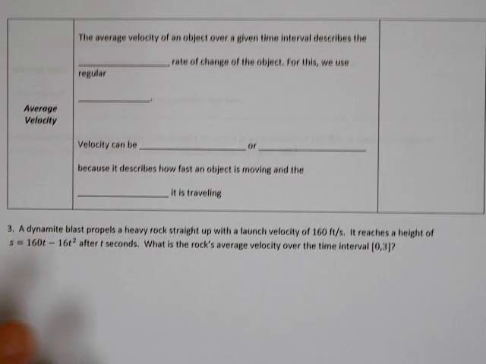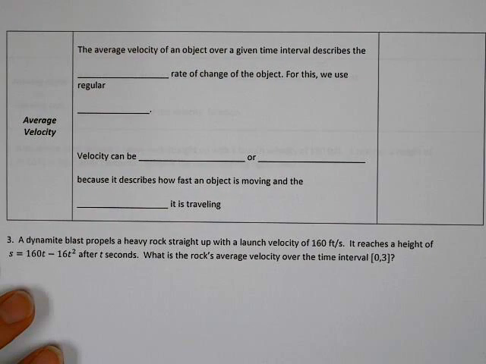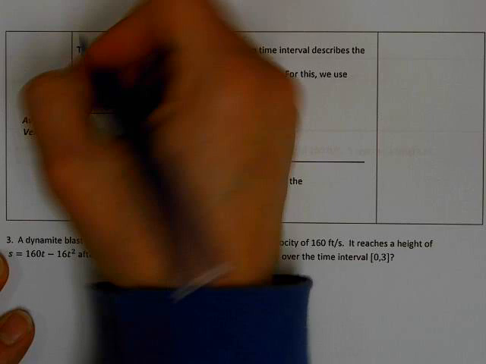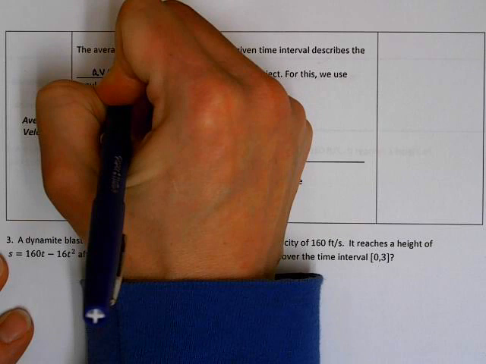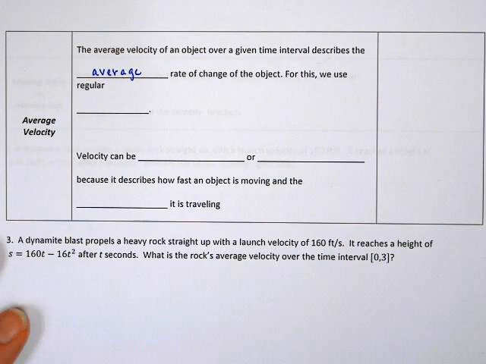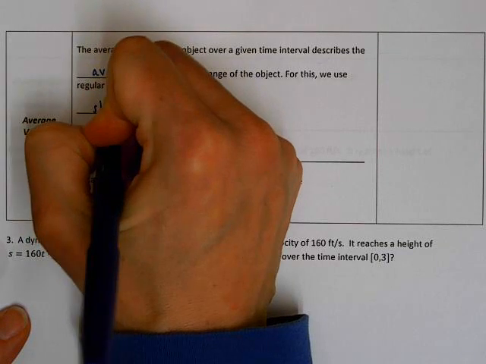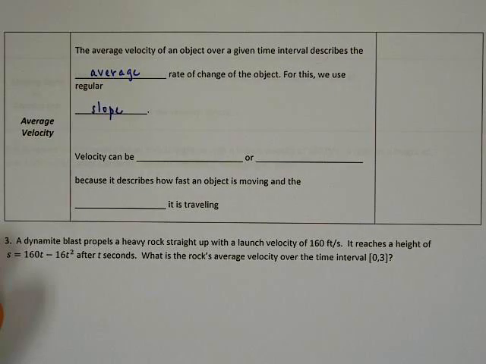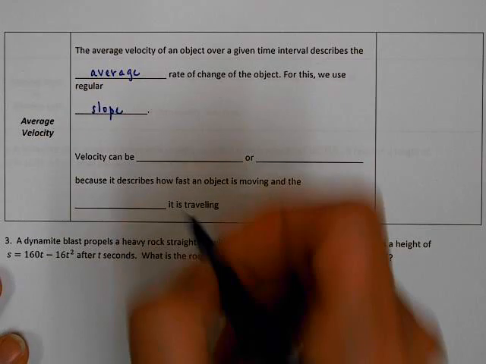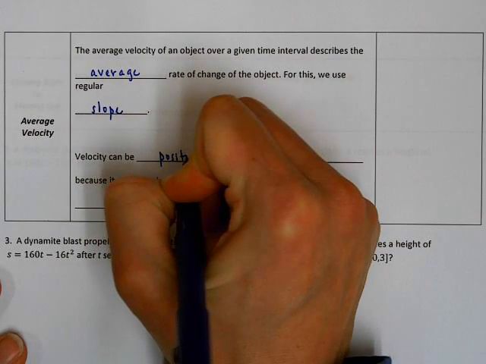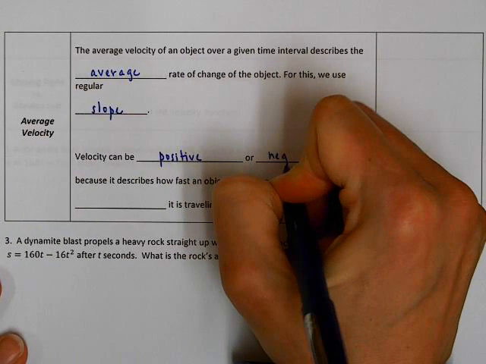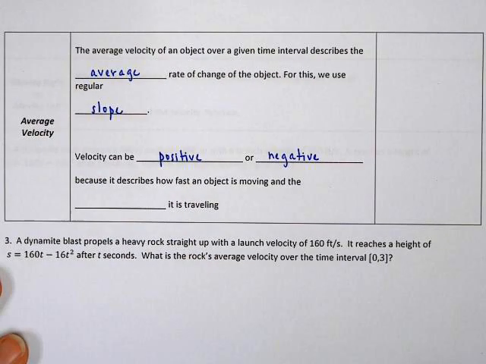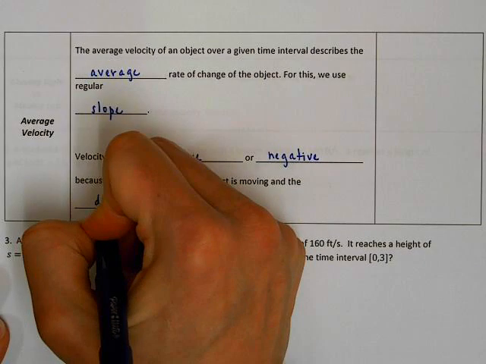Next thing we're going to be working with is average velocity. The average velocity of an object over a given time interval describes the average rate of change of the object. And for this, we use the regular slope, right? We've been finding average rate of change over and over again, which is what our average velocity is. Now, velocity can be positive or negative because it describes how fast an object is moving and the direction that it's traveling.